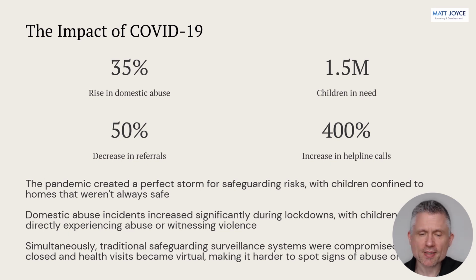The pandemic created a perfect storm for safeguarding risks, with children confined to homes that weren't always safe. Domestic abuse incidents increased significantly during the lockdowns, with children directly experiencing abuse or witnessing violence. Simultaneously, traditional safeguarding surveillance systems were compromised, and in some cases, health visits or visits from social workers became virtual, making it much more difficult to spot the signs of abuse. And certainly, in terms of perpetrators, giving the perpetrator more of an opportunity to conceal what was happening within the household.